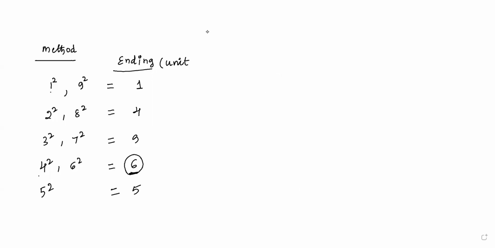Right. So how to identify the number? Suppose it ends with 1, the unit place is ending with 1. So the answer's unit place will be here. Okay. This is the square number unit place. Okay, let me write like this: unit place of perfect square.